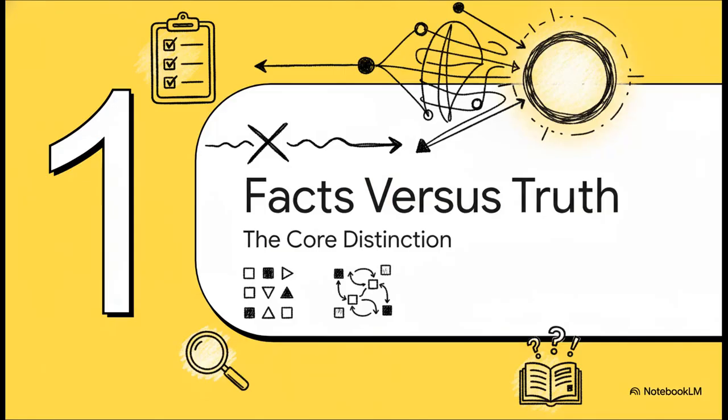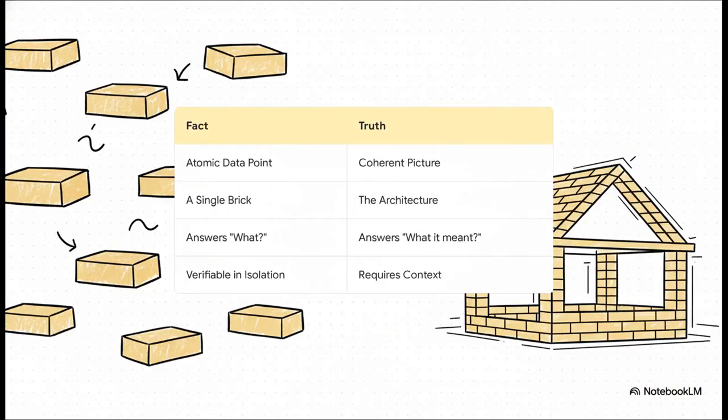To answer that question, we have to start by making a really crucial distinction between two words we tend to throw around like they're the same thing. We need to talk about facts versus truth, because as you're about to see, they're not the same thing at all. Okay, so let's break this down. Think of a fact as an atomic data point. It's just a single brick. It answers the question what happened in the most narrow, isolated way possible. But truth is different. Truth is the whole coherent picture. It's the architecture that you build with those bricks. It answers the bigger question, what did it mean?